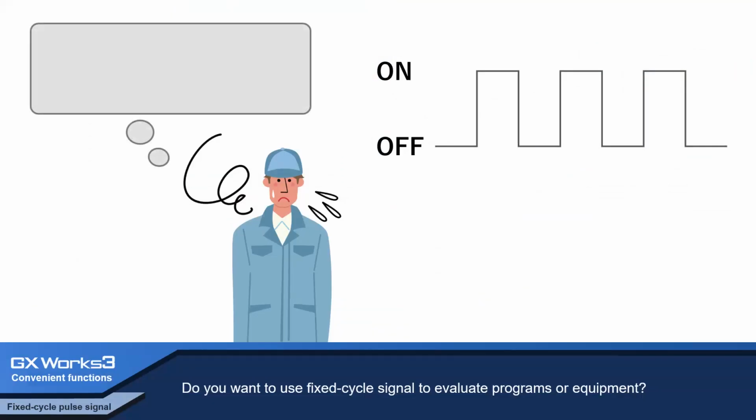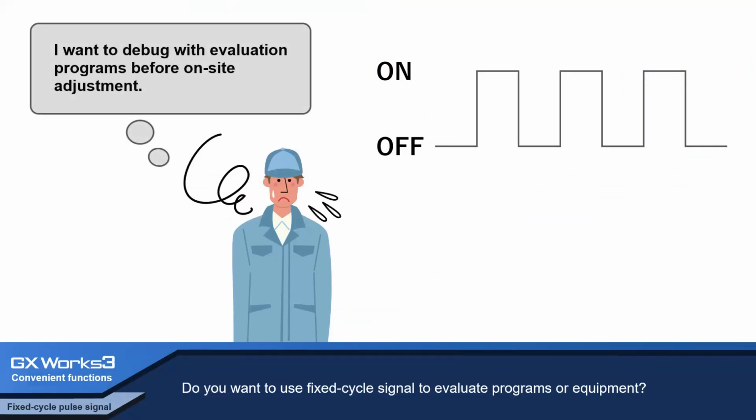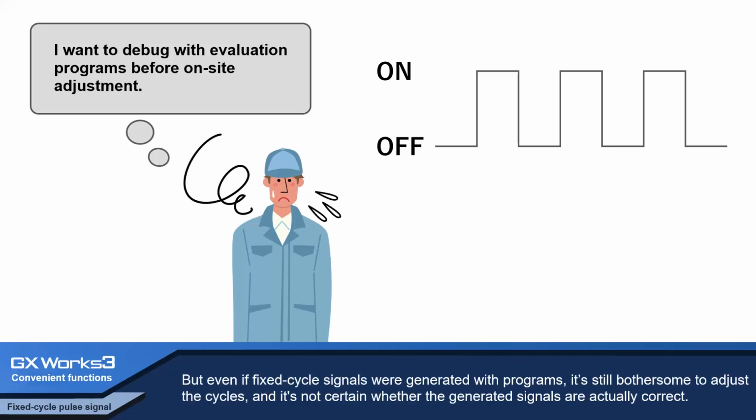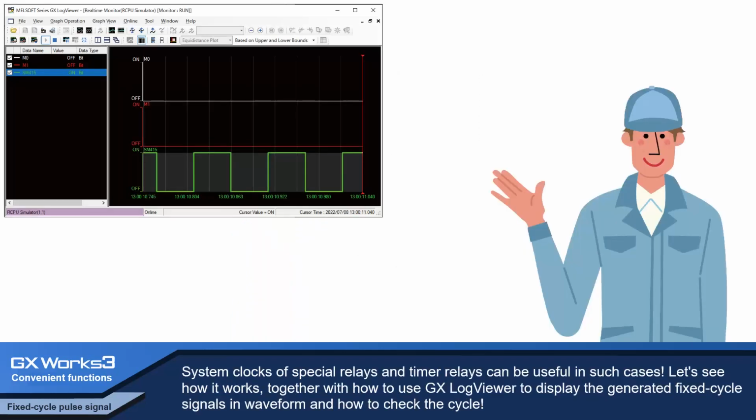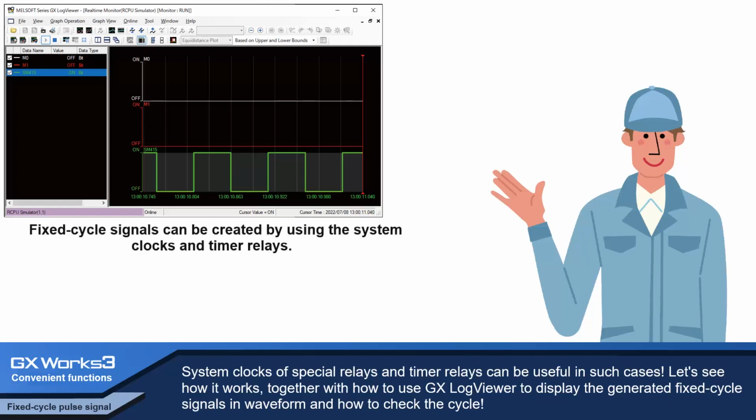Do you want to use fixed cycle signals to evaluate programs or equipment? But even if fixed cycle signals were generated with programs, it's still bothersome to adjust the cycles, and it's not certain whether the generated signals are actually correct. System clocks of special relays and timer relays can be useful in such cases.